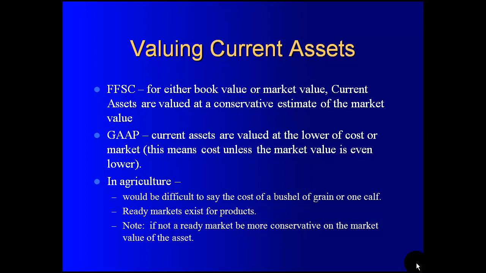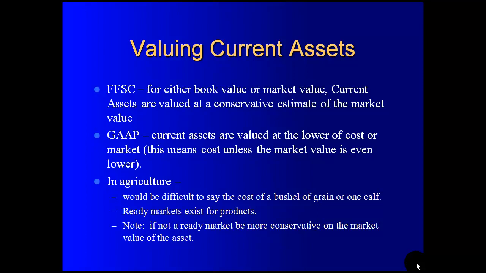Another issue in agriculture is that there are ready markets for these products. If we want to sell our potatoes, our grain, our calves within less than a week, and a lot of times within less than a day, we can actually go down and sell those products. So because of that, to be more realistic and to make it easier, we're going to value those current assets at their market value.